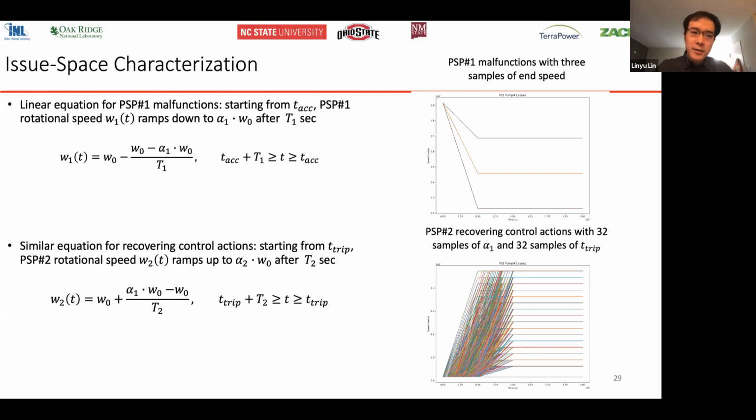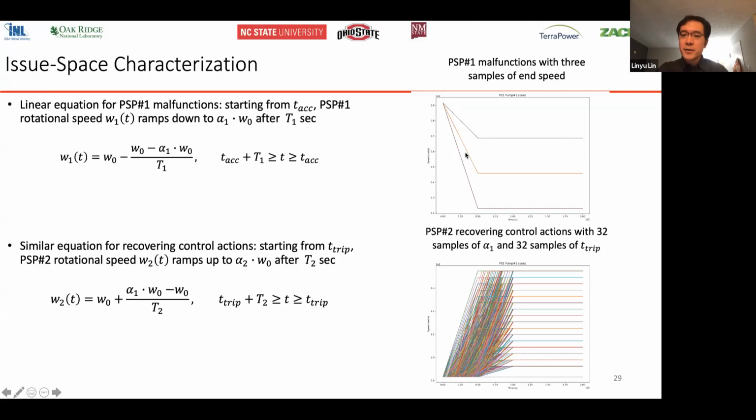Before we go to the case study, we first need to represent the accident scenario by a mathematical equation so that we could do simulations. In this case study, we have a linear equation for the malfunction of primary pump number 1. That means starting from accident time, the primary pump rotational speeds start ramping down to a fraction of the nominal speed, and this ramping down is going to last for capital T1 seconds.